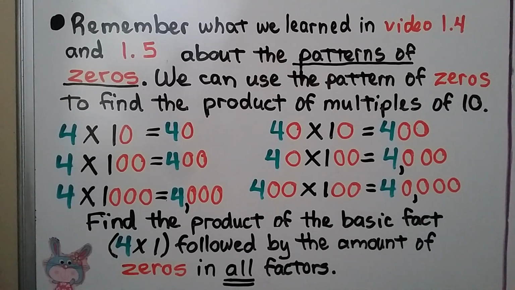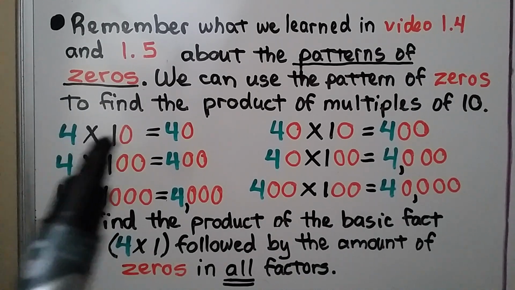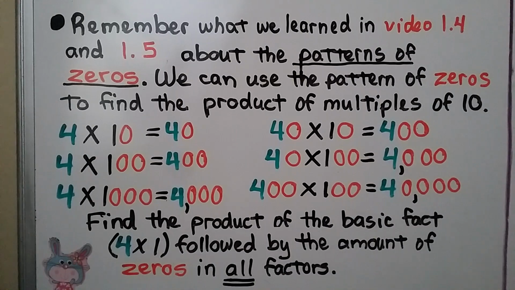Remember what we learned in video 1.4 and 1.5 about the pattern of zeros. We can use the pattern of zeros to find the product of multiples of 10. We find the product of the basic fact, like 4 times 1, followed by the amount of zeros in all the factors. So we have a 4 times 1, and there's 1 zero in these factors, so we have a 4 and a 0. We have 40.